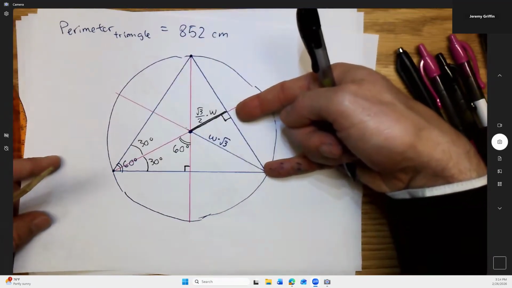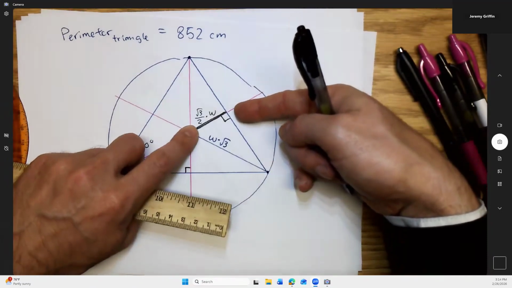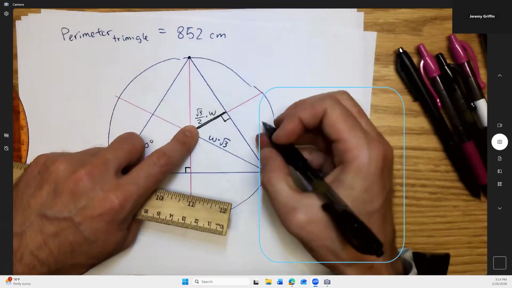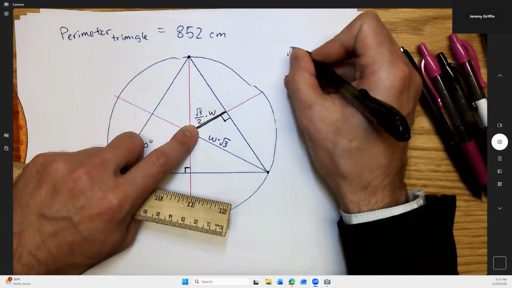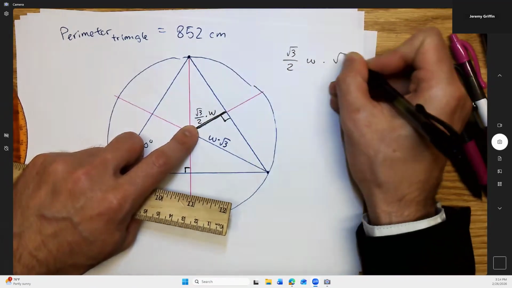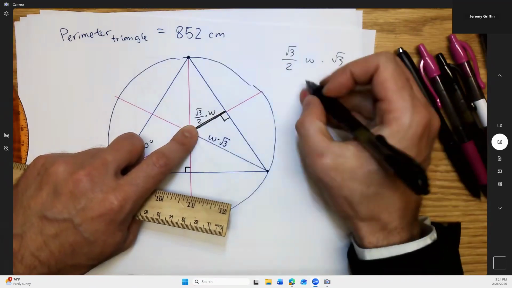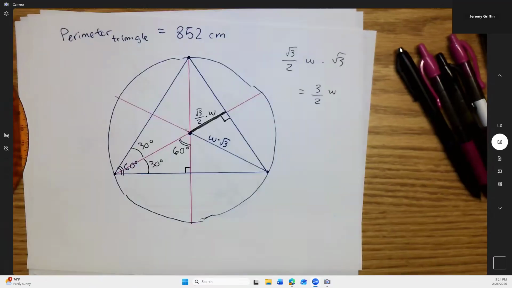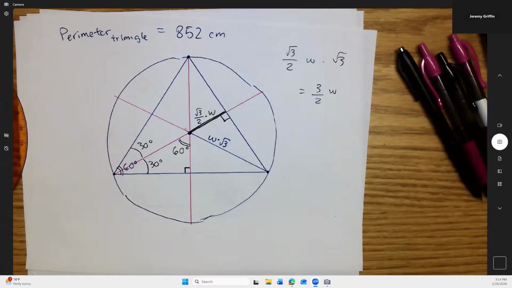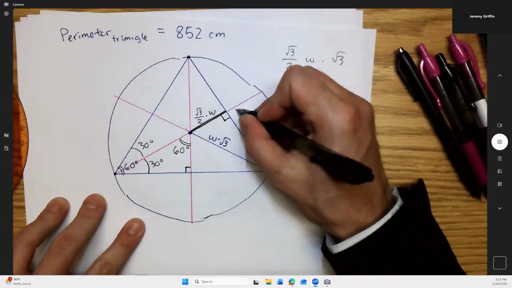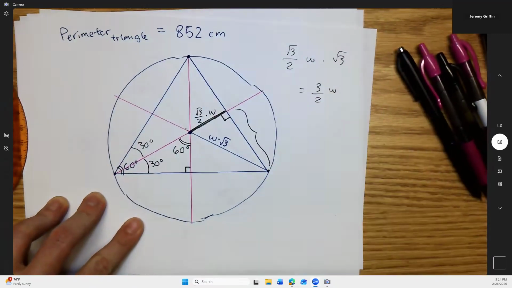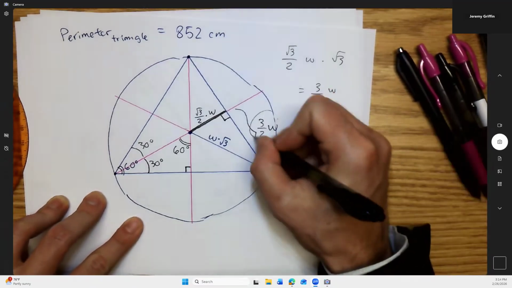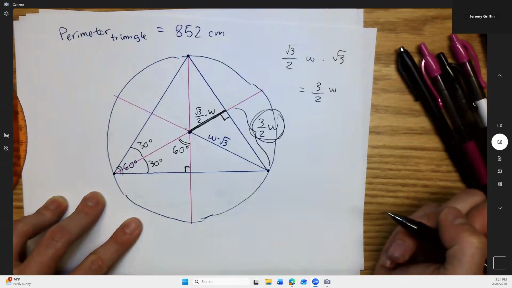You guys see that? So if the short side is √3/2 times W, and you multiply that by the √3, what does that give you? Guys, what is √3/2 W times √3? What is √3 times √3? 3. Okay, and then I still have over 2 and I still have W. So put it all together. This side right here is equal to what? 3/2 W. Okay? You guys got that? That good so far?